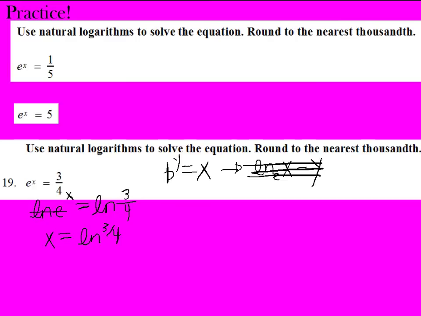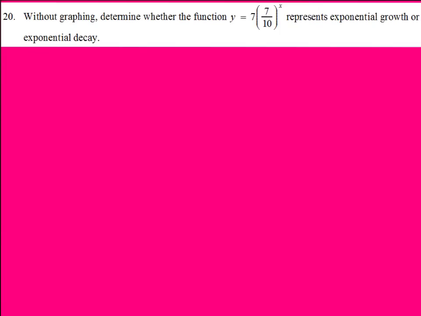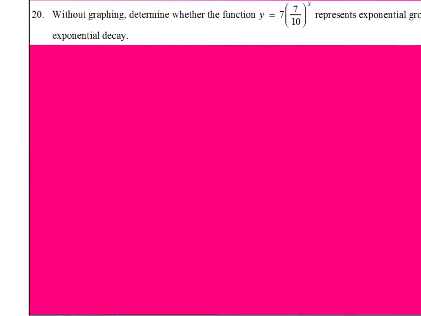And now all I have to do is solve. So I'm going to put in my calculator ln of 3/4. When you do that, make sure you use parentheses around that 3/4 or you use 0.75. So x, when we round this to the nearest thousandth, x is equal to negative 0.288.